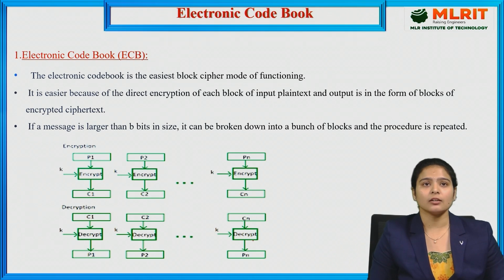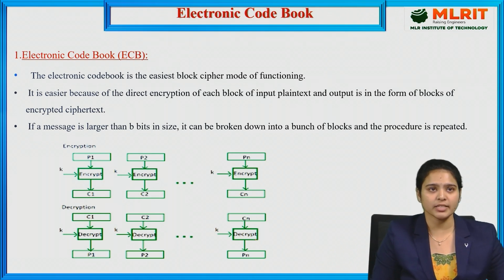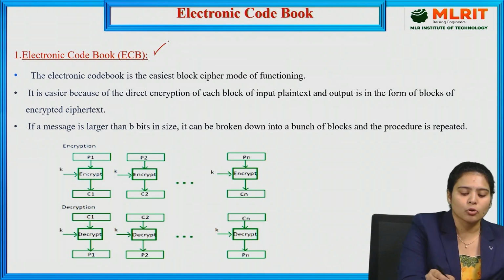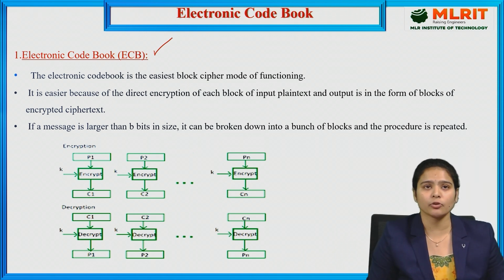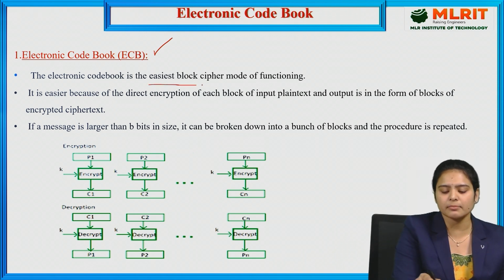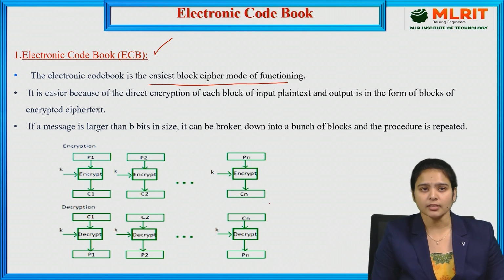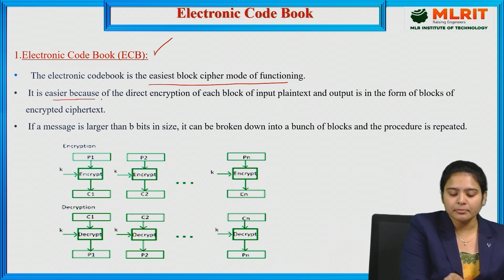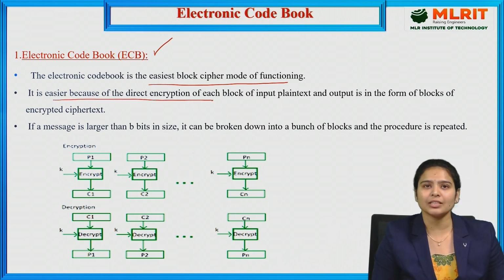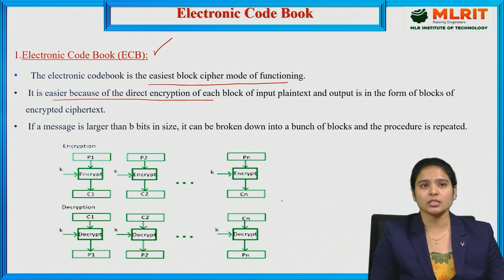So, coming to the first type of cipher mode, it is nothing but electronic codebook. So, what is the electronic codebook? It is the easiest mode of operation, and it performs direct encryption of each block of input plain text and gives the output of ciphertext. What is the main purpose of the electronic codebook? We need direct encryption of each block of the input plain text, and we need to get the output of the ciphertext. That is the main performance in the electronic codebook.